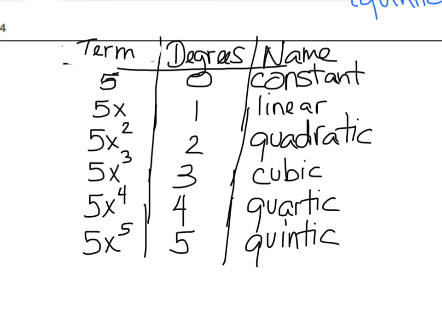Anything above 5, you just call that number of degrees. So 6th degree, 7th degree, 8th degree, and so on. These are the only ones that have names. Just like in the polynomials, we have monomials, binomials, trinomials, and then it's just called polynomials after that.